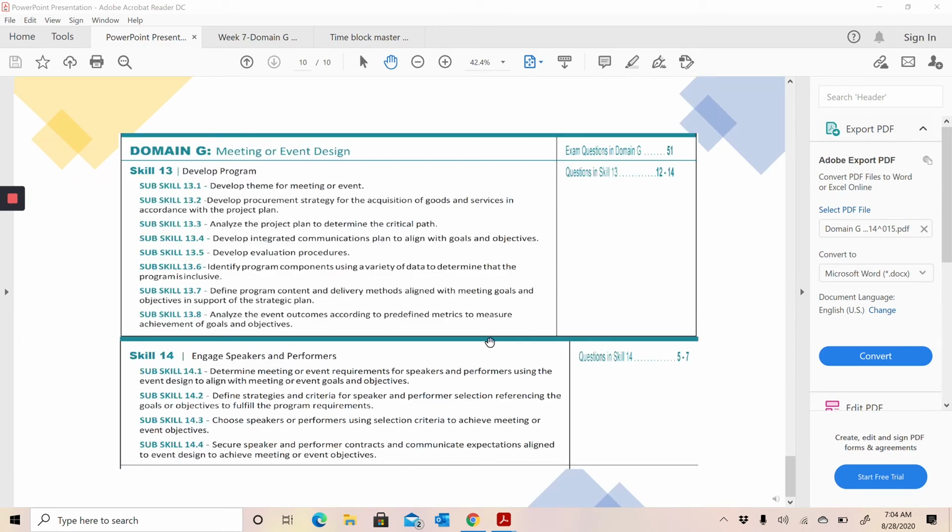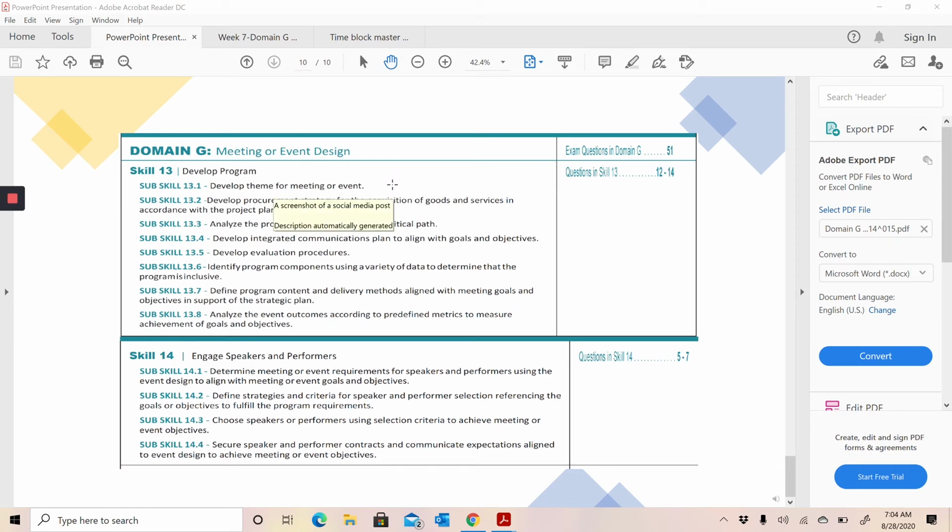Okay, so remember how it's kind of off track. We know that we just read skills 14 and 15, not 13 and 14. And just to throw an extra little wrench in this, skill 13.2 to 13.5 has really nothing to do with meeting and event design. This actually belongs in domain B. So, develop the theme for a meeting or event. That belongs. We talked about that.